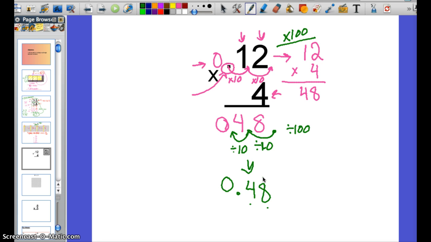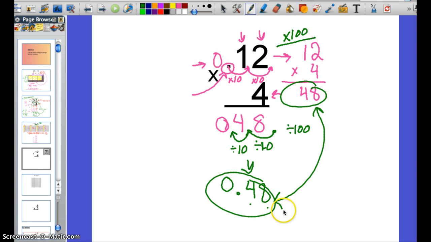Okay, so 12 times 4 is 48, but 12 hundredths times 4 is 48 hundredths. Notice that there's a relationship between our two answers. The only difference is the placement of the decimal. So again, the only thing that's changing between multiplying with the regular algorithm with decimals or without decimals is the placement. Right now Miss G is going to show us one more model, and then we're going to get to reviewing all three.